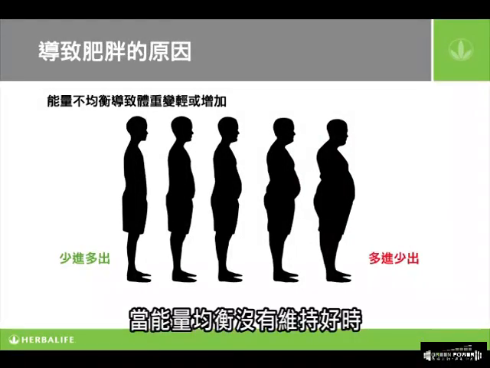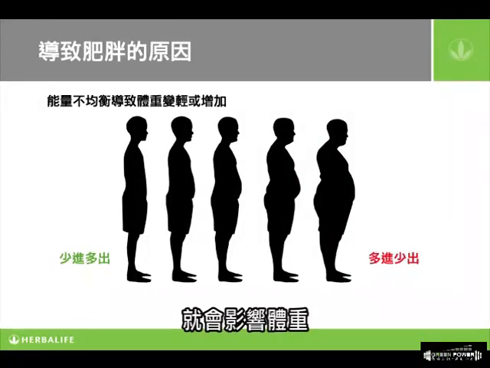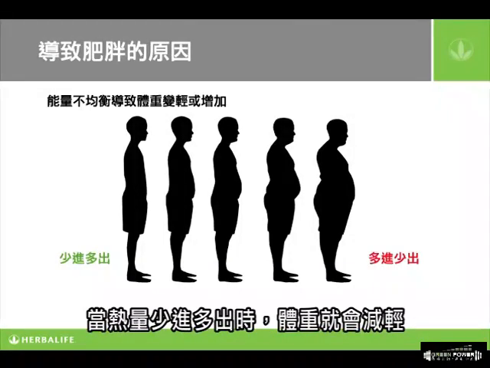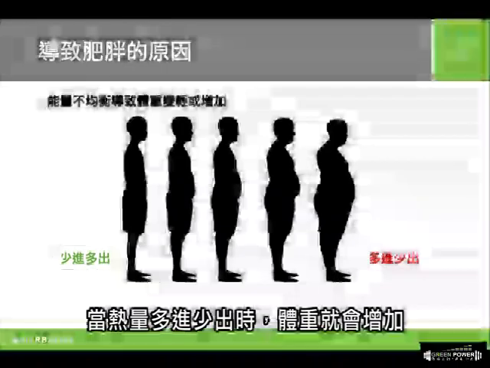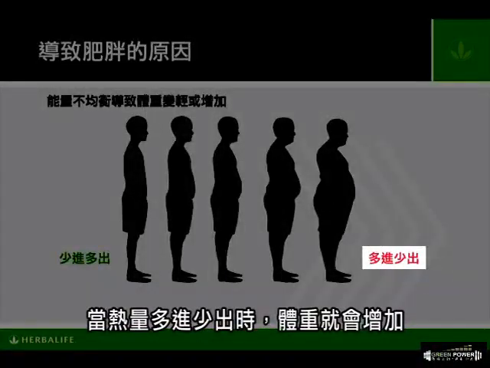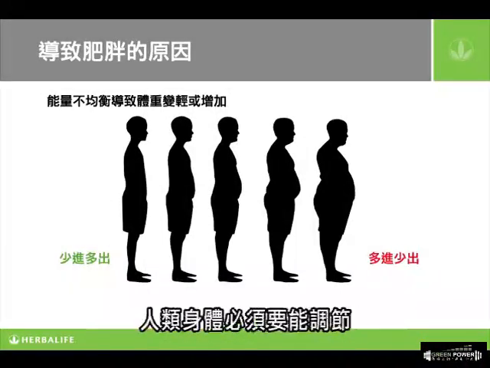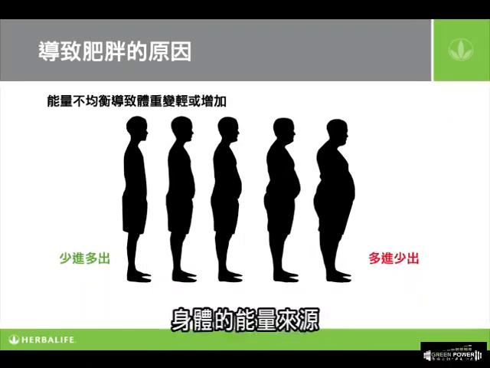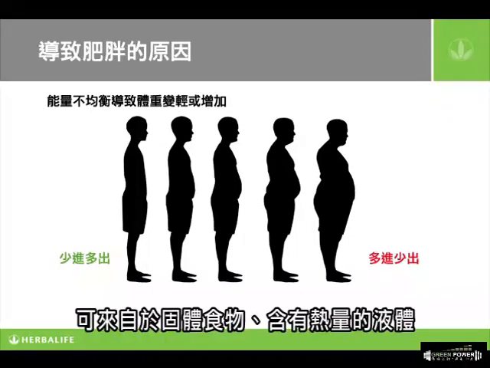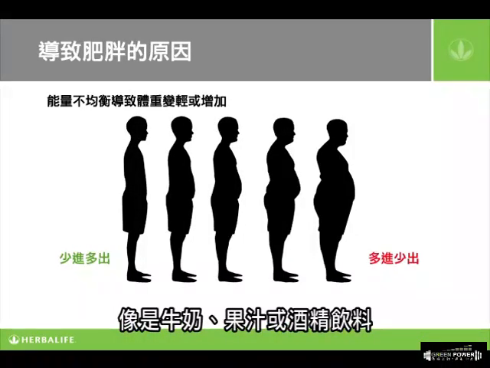When energy balance isn't maintained, it affects body weight. When fewer calories are consumed than spent, it leads to low body weight. And when more calories are consumed than burned, it leads to high body weight. It is important for the human body to regulate the total amount of energy that it receives in the food eaten so that this will balance the total amount of energy which is expended. The sources of energy available to the body come from solid food plus liquids that contain calories, such as milk, juices, or alcoholic beverages.